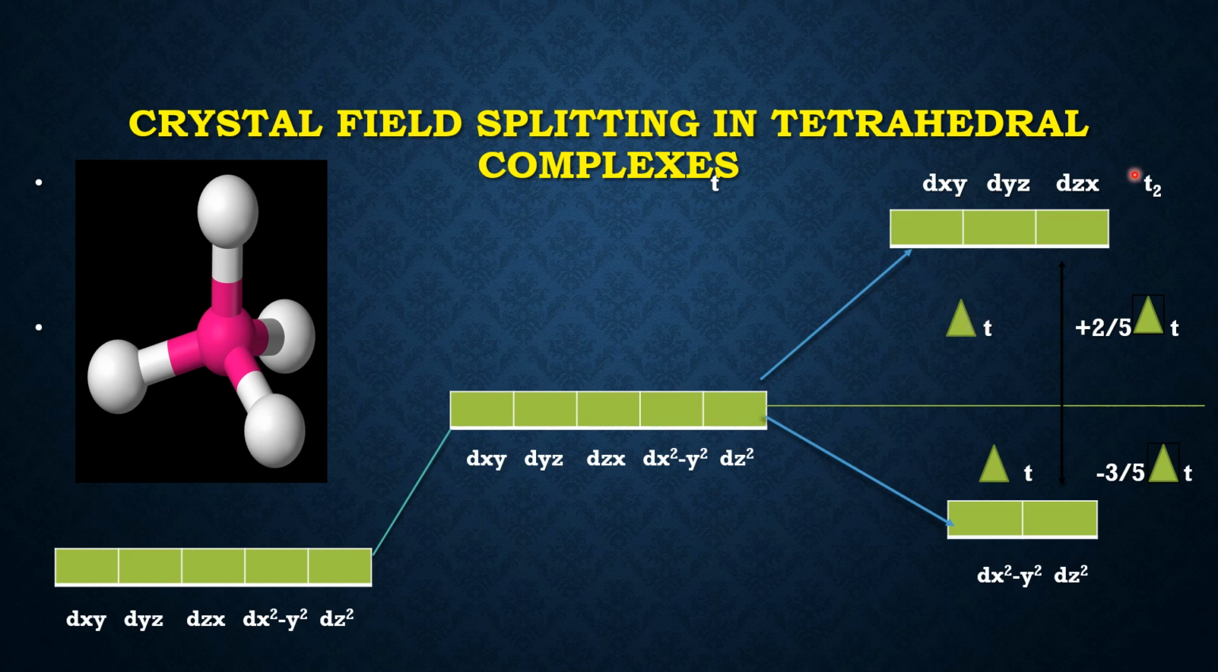Here we explain only T2 and Eg for these complexes, because we are not able to explain complex formation in between the axes. So only T2 and Eg, with delta t. The T2 orbitals are plus 2/5 delta t, this is the barycenter, and then dx square minus y square is minus 3/5 delta t. Overall, the d orbital energy will be high in tetrahedral complexes.